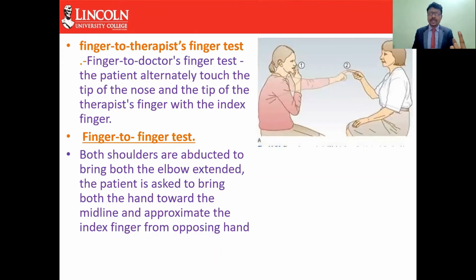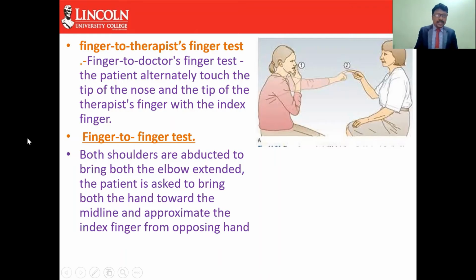There is also another variation of the finger to therapist finger test. Here the patient is asked to alternately touch the tip of the nose and the tip of the therapist's finger, with the therapist standing in front of the patient. The patient touches the nose, then the finger, touch the nose and touch the finger. This is normal. Those with abnormality are unable to reach the nose, and do not properly reach the finger. This is a special test to identify any disturbance in coordination.